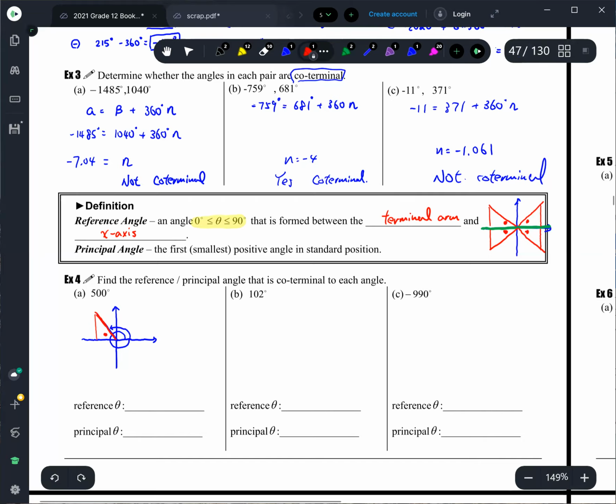Does anyone have questions how to get this one? Please raise your hand when you finish. Just question A, the reference angle for A.